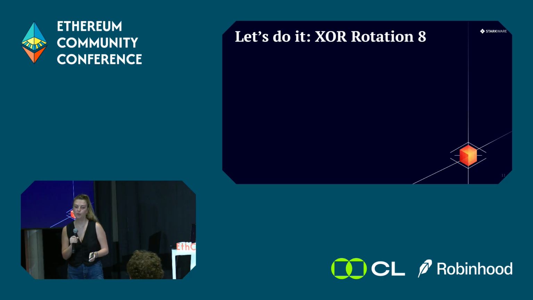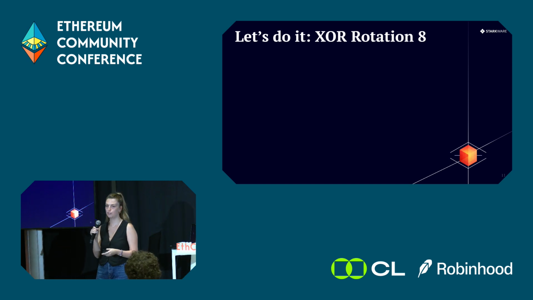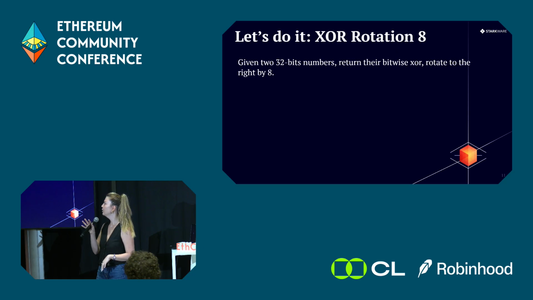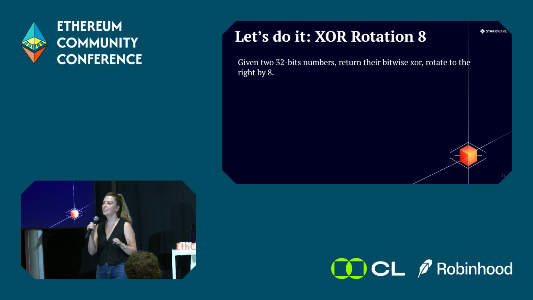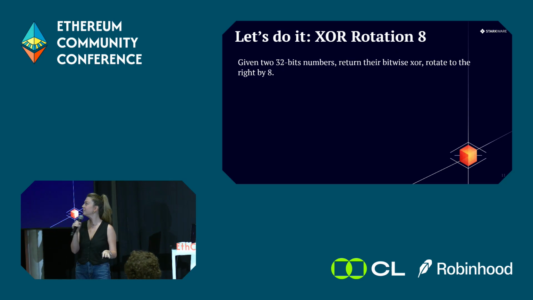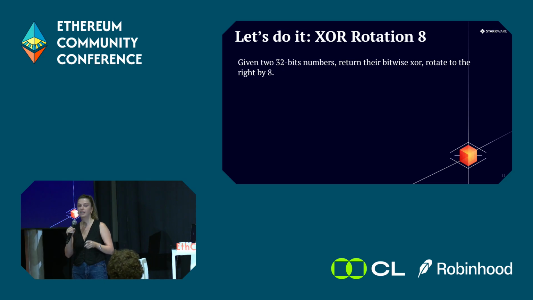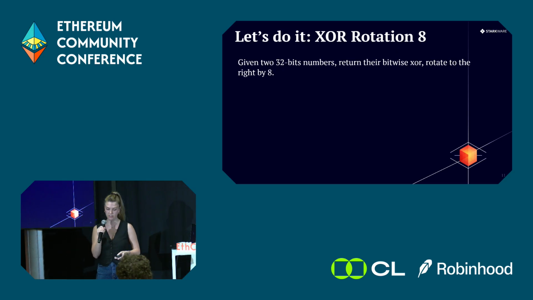Okay, we're almost ready to implement the first function. We have all the tools to do it. I just want to start with a quick definition of the function. So the bitwise XOR rotate by 8, I just chose it, means that given 2 numbers, each one 32 bits, we want to return their bitwise XOR rotated to the right by 8. And this time, this is a cyclic rotation.